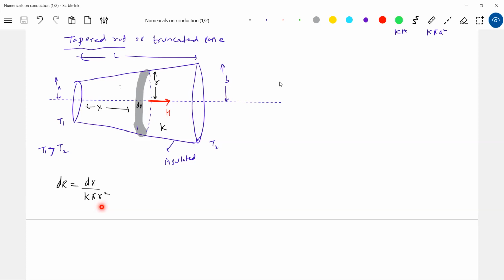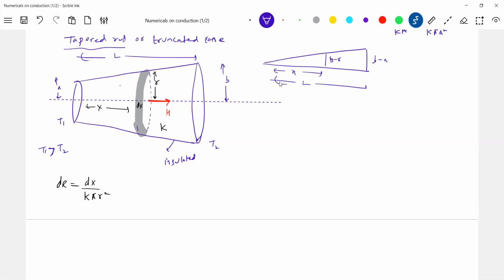We have discussed such things already in elasticity. I'll draw a triangle here. This side is B minus A, this is R minus A, this is x, and this is L. The distance here is R minus A, since this is A and this is R. And this one is B minus A, since this is A and this is B. From this triangle, tan alpha: R minus A by x equals B minus A by L.